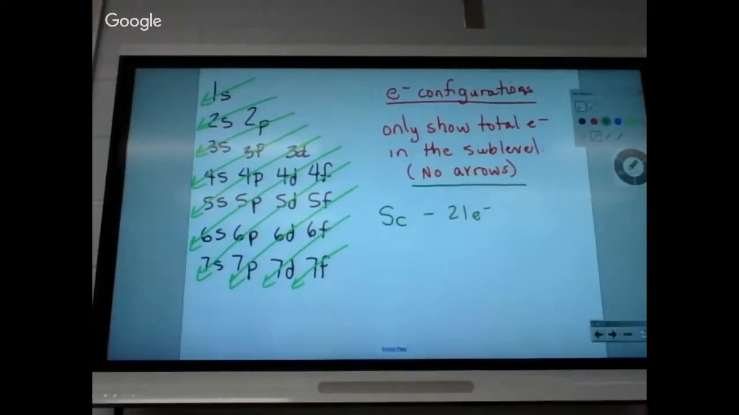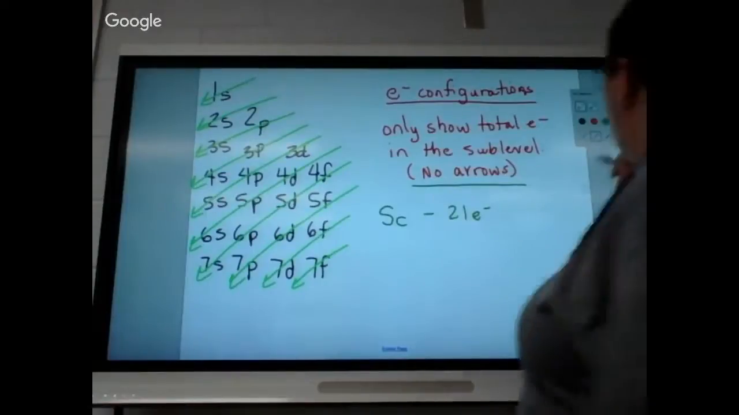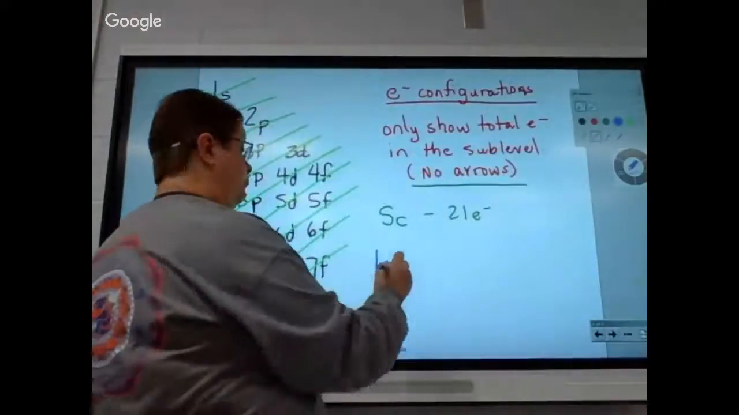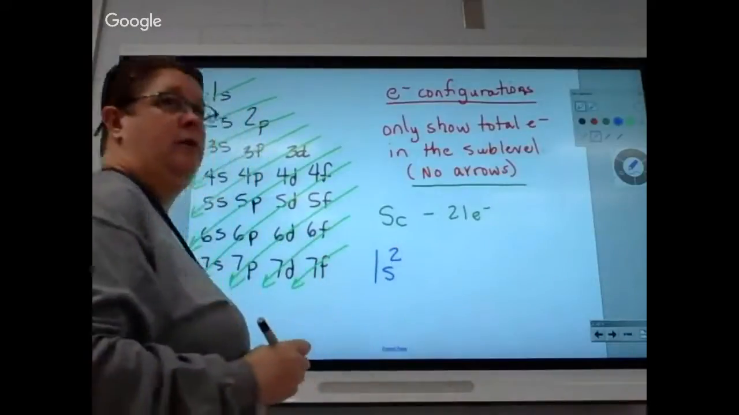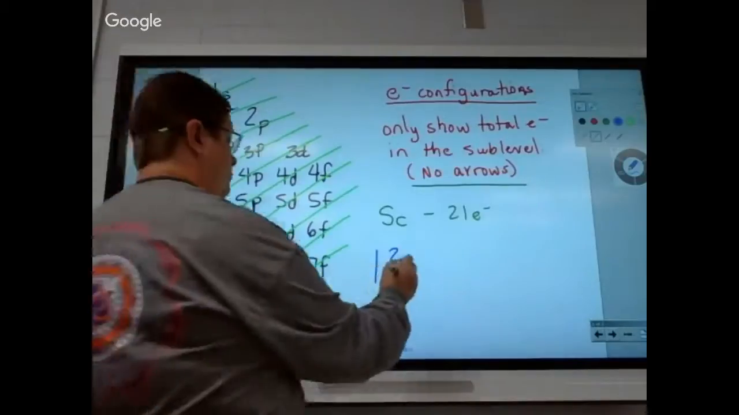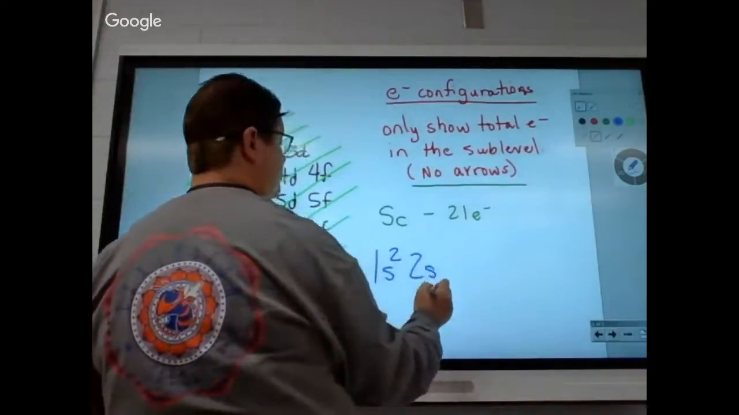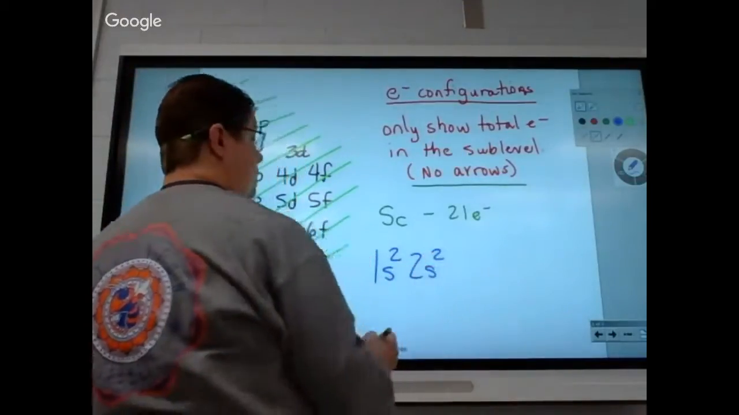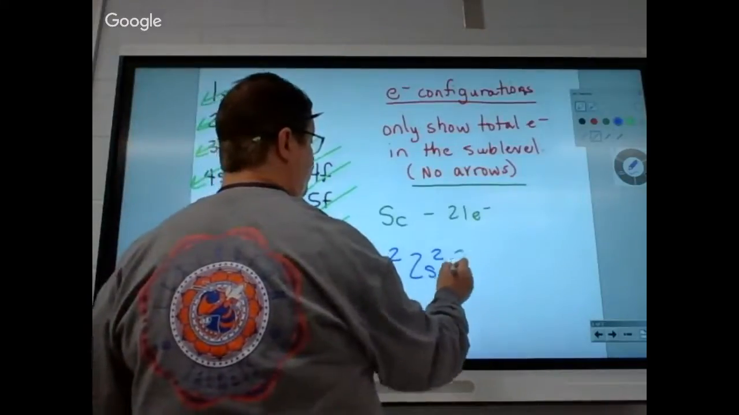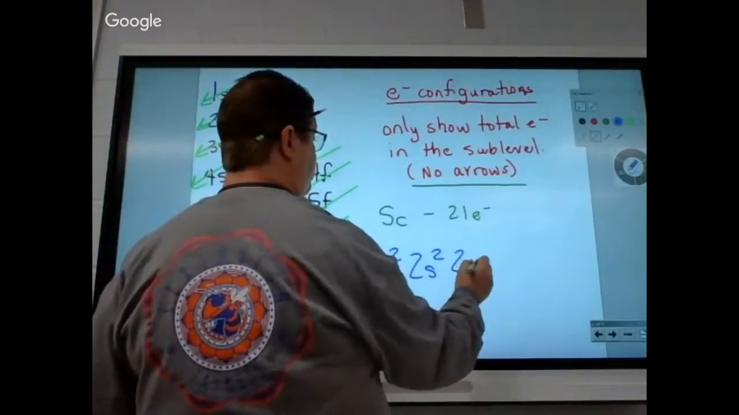1s. So, how many electrons can go in an S? And that's what we write. What's the next thing in our chart? How many electrons can go in S? What's the next thing in our chart? How many can go in P?